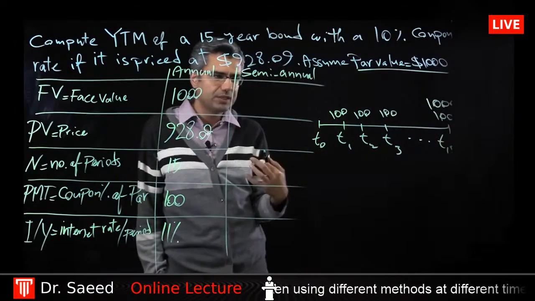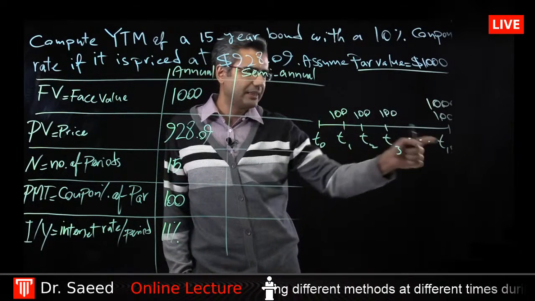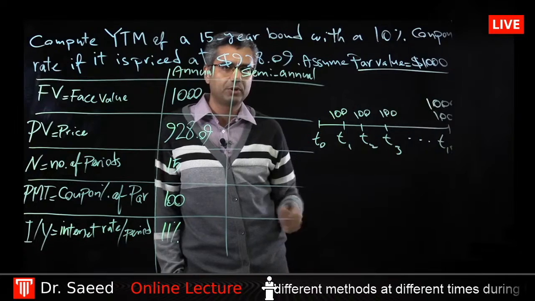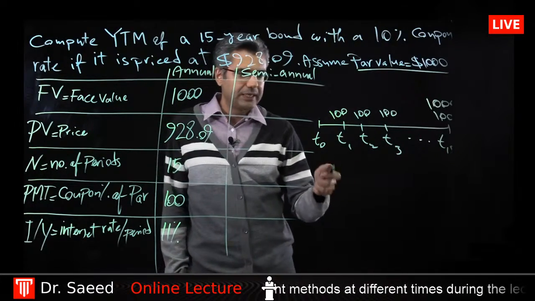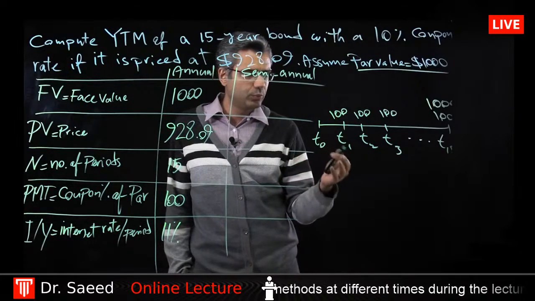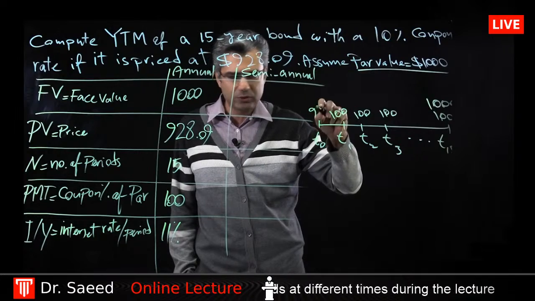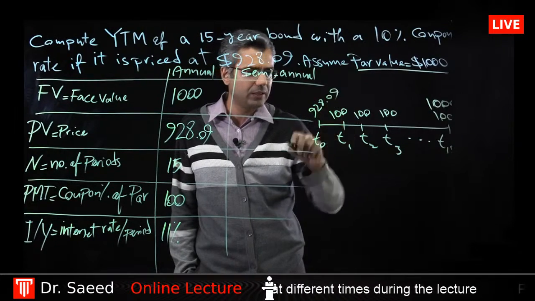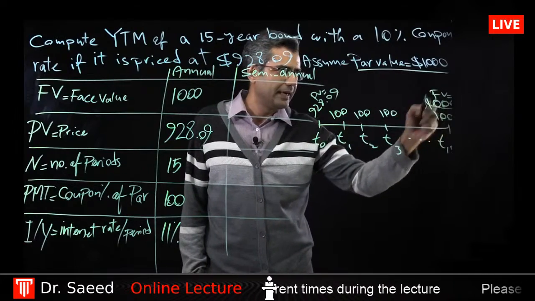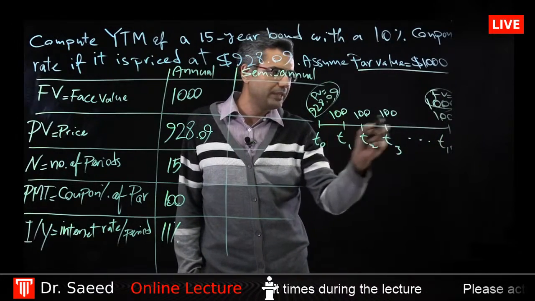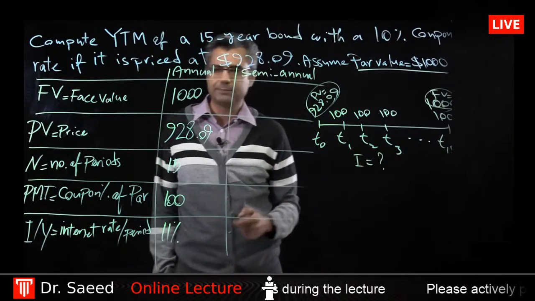So the investor who buys this instrument will receive $100 every year. And then at the end of year 15, $1,000 par value, and done. This is the end of the contract. Here we assume that we know the price. The price is 928.09. So we know the PV, we know the FV, and we know the payments. Now we want to compute the interest rate, right?